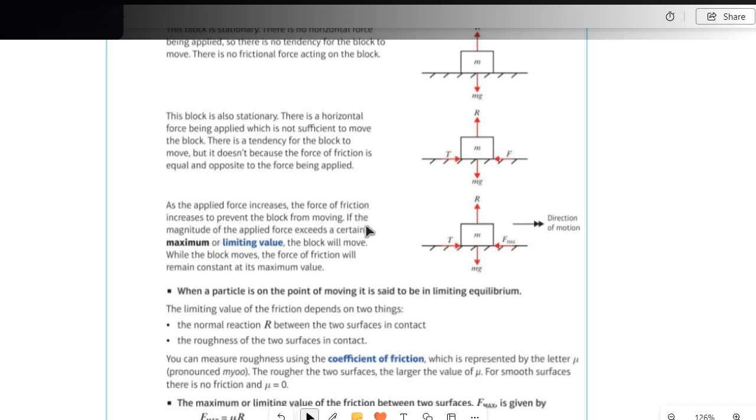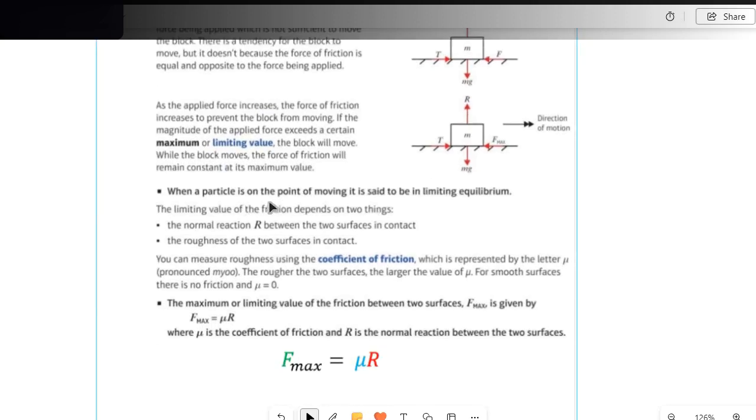If the magnitude of the applied force exceeds a certain maximum or limiting value, the block will move. When the block moves, the force of friction will remain constant at its maximum value. When a particle is on the point of moving, it is said to be in limiting equilibrium.